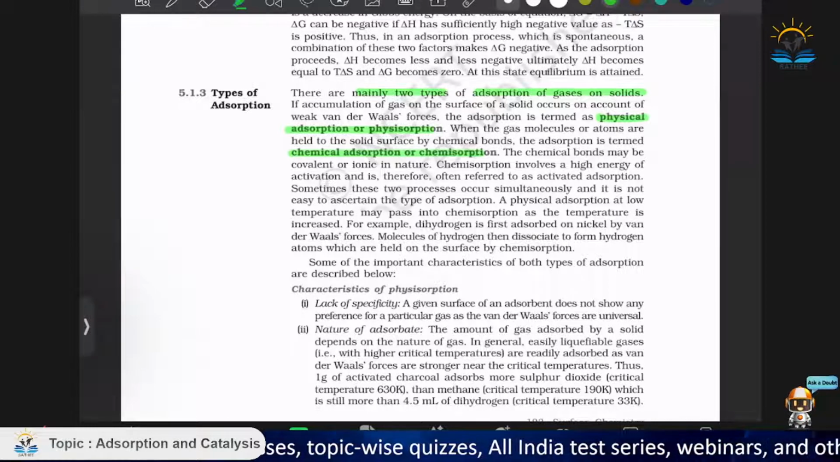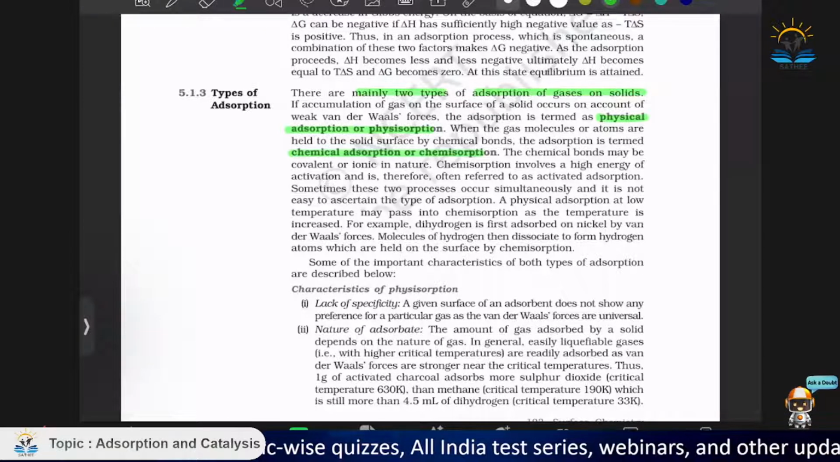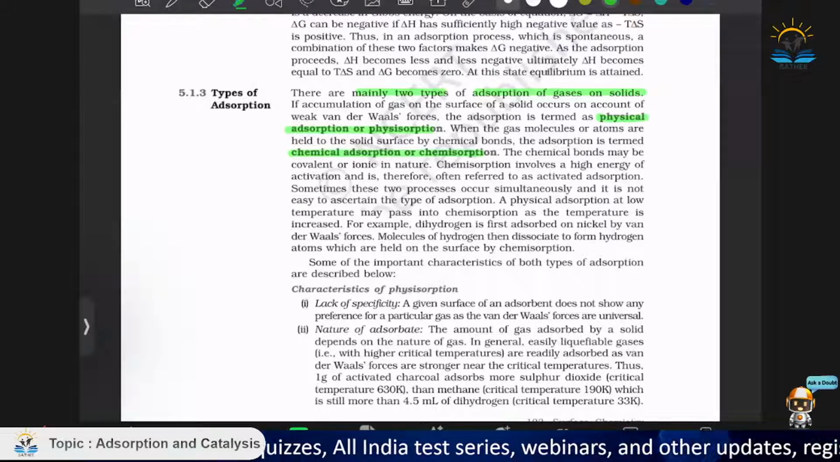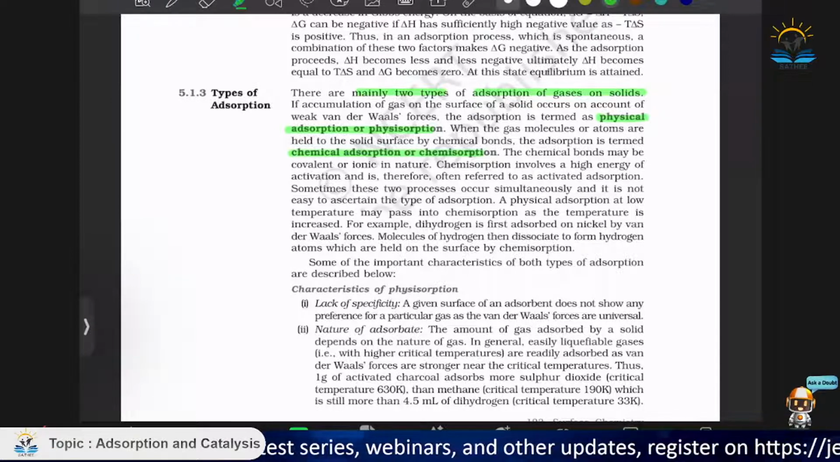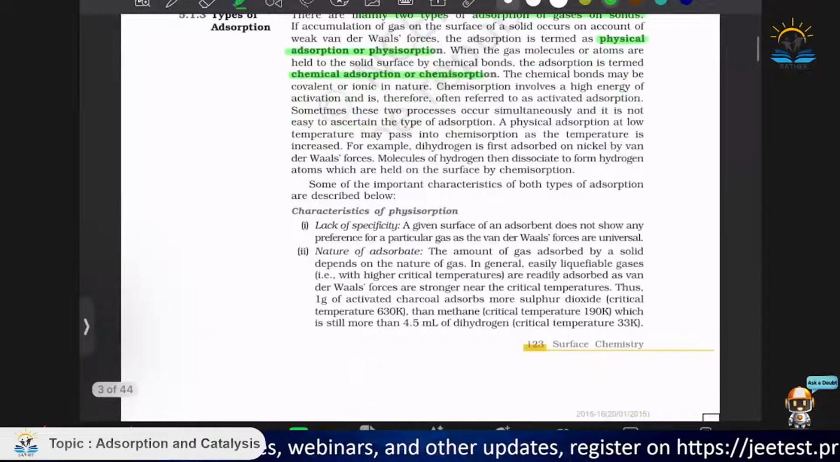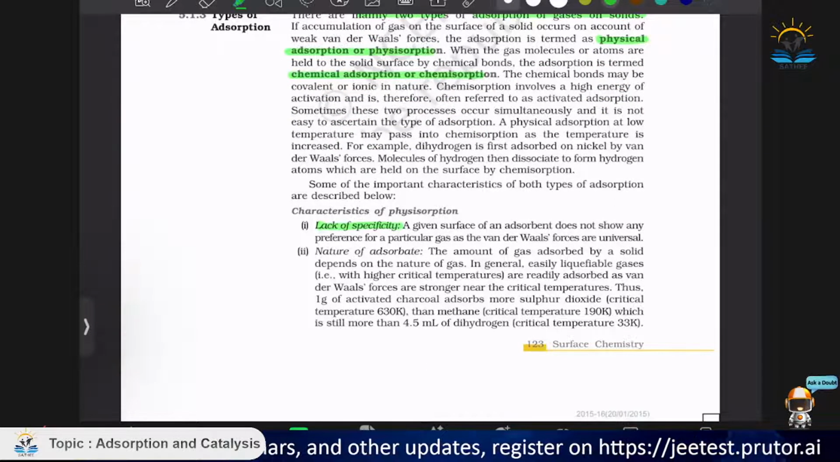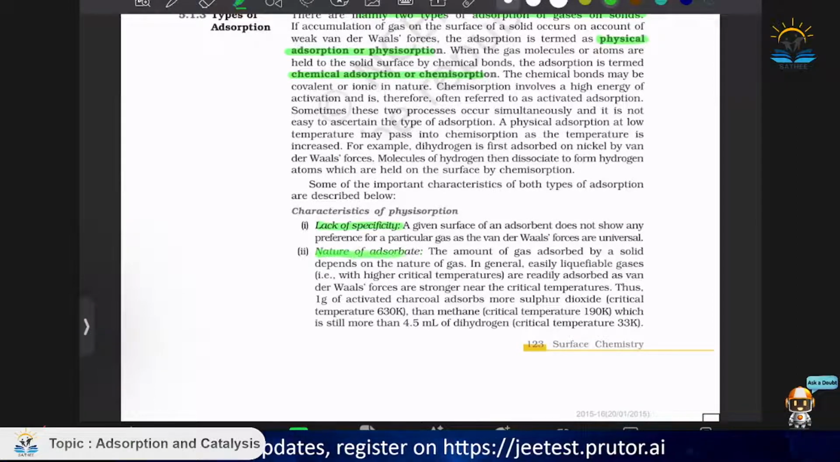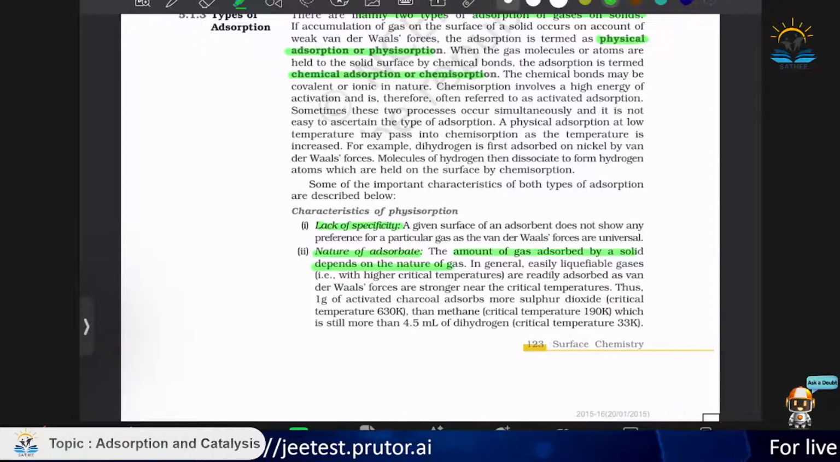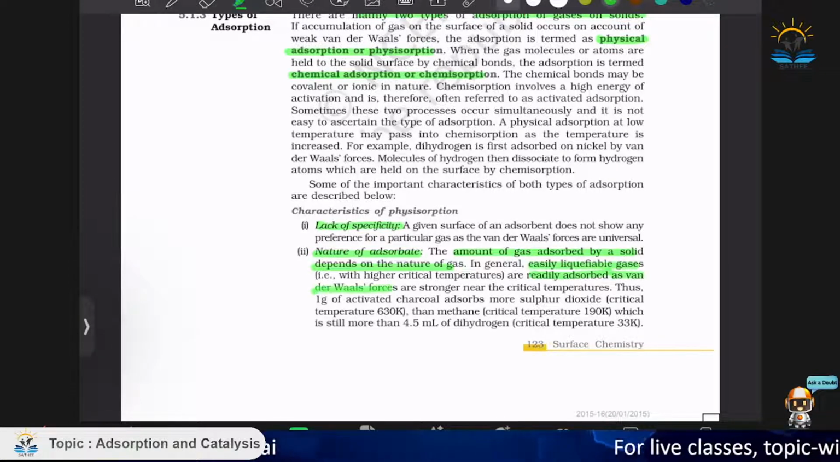Now, what are the features of physical adsorption? If we see the characteristics of physisorption, it has some peculiarities. There is lack of specificity. Okay, it does not have preference for any particular gas. It has a dependence on the nature of adsorbate. Okay, the amount of gas adsorbed depends on the nature of the gas. Easily liquefiable gases are readily adsorbed as van der Waals forces are stronger near the critical temperature.